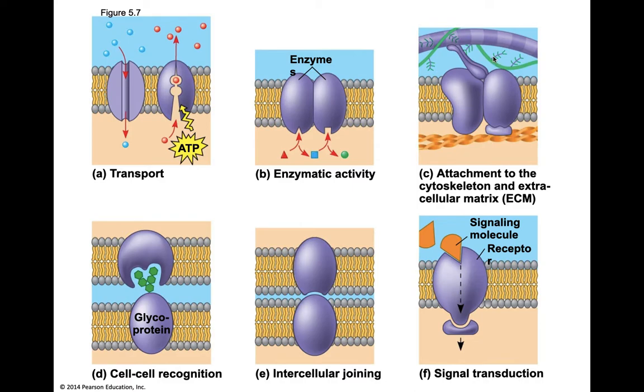This creates tissue cohesiveness. We can have cell-to-cell recognition, so a glycoprotein can be used for immunity and defense. So when you have a cold, your body creates killer T cells that use these glycoproteins to go around and find specific bacteria with the same presenting antigen.